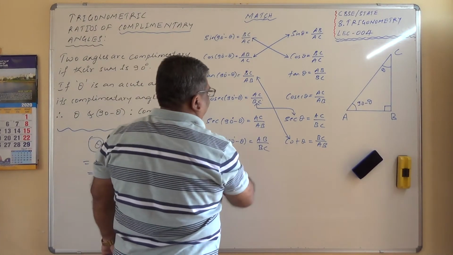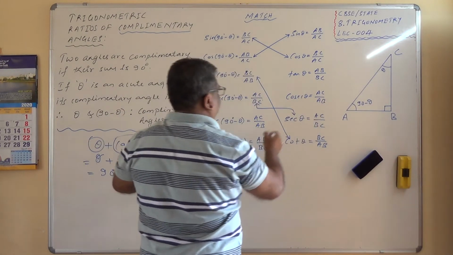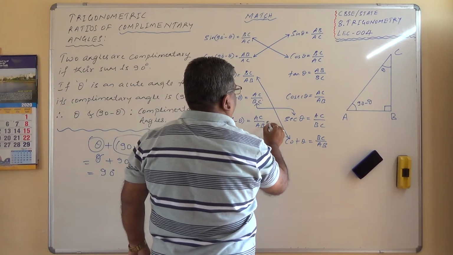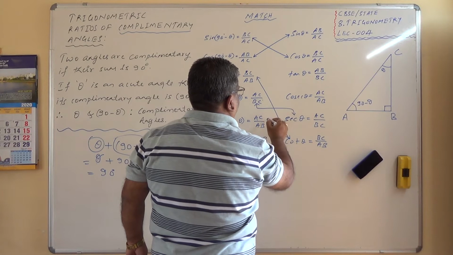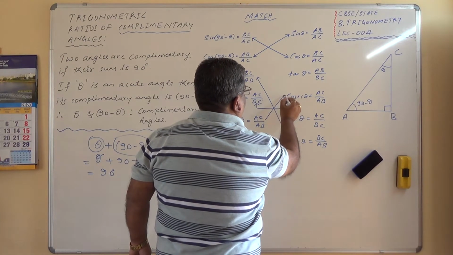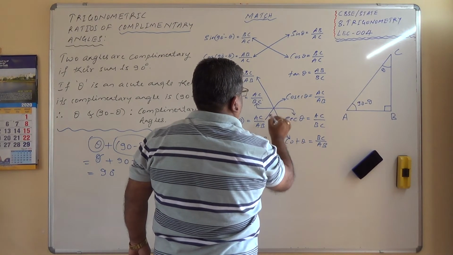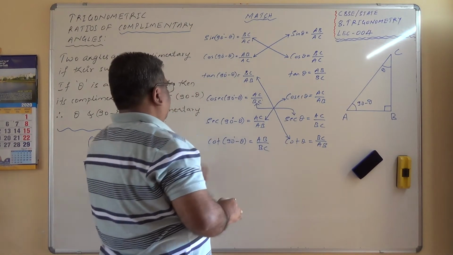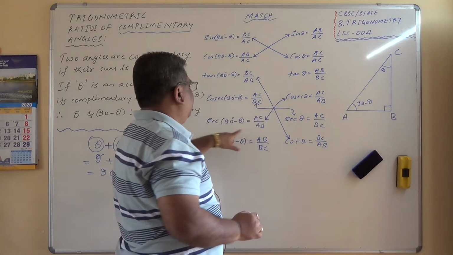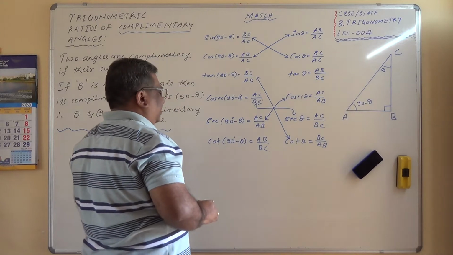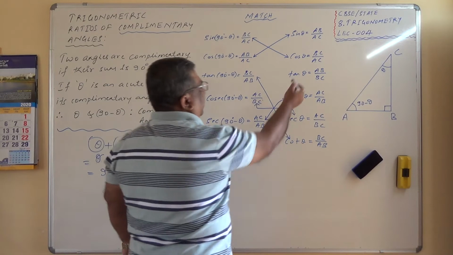Next, sec 90 minus theta, AC by AB. Where is AC by AB? Here it is. So how should I write? I think I can put straight like this. Therefore sec 90 minus theta equals cosec theta, or cosec theta is also written as sec of 90 minus theta. Cot 90 minus theta, AB by BC, tan AB by BC.